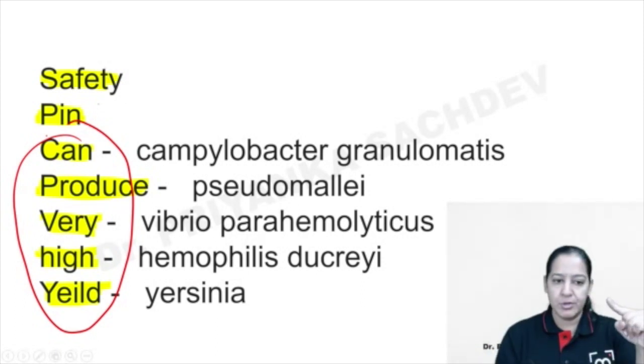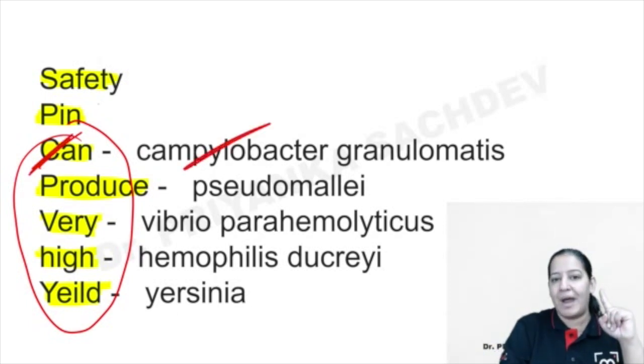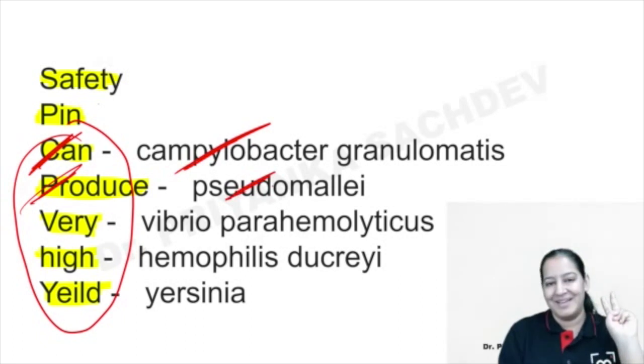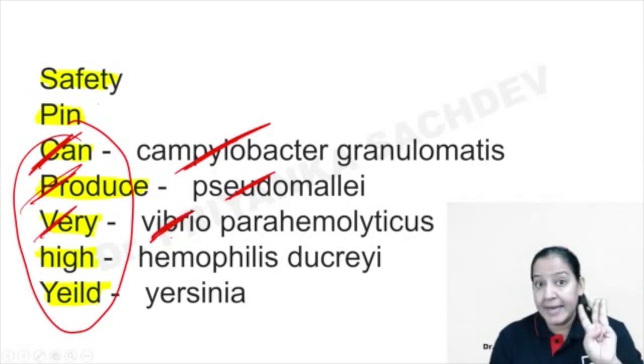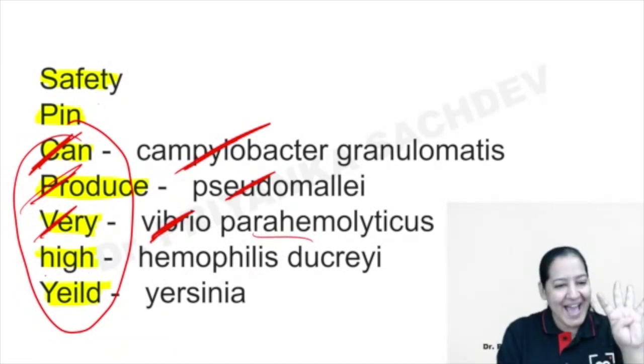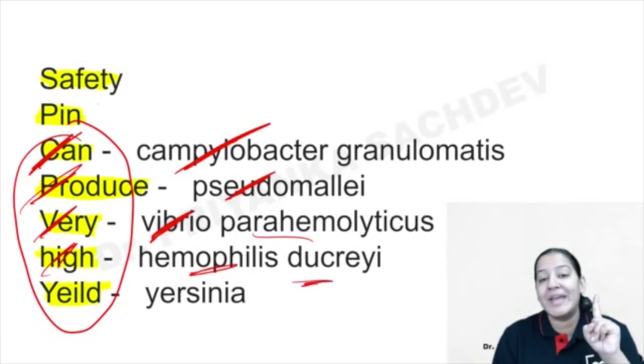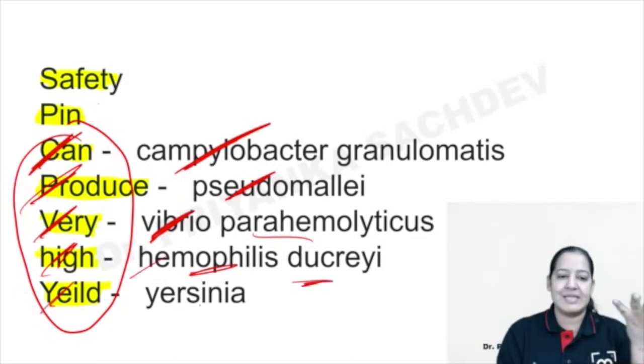Can produce very high yield. C stands for Calymmatobacterium granulomatis, right? P stands for Pseudomonas pseudomallei. And V stands for Vibrio parahaemolyticus. It is not Vibrio cholerae, mind my words. It is Vibrio parahaemolyticus. H stands for Haemophilus. It is not Haemophilus influenzae. It is Haemophilus ducreyi, right? And Y stands for Yersinia.